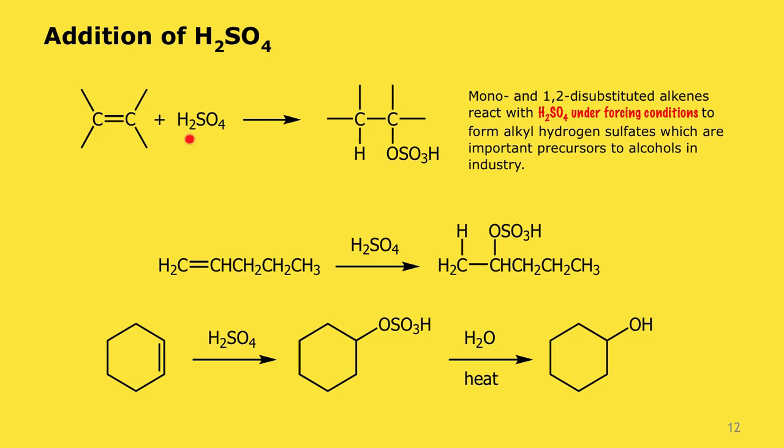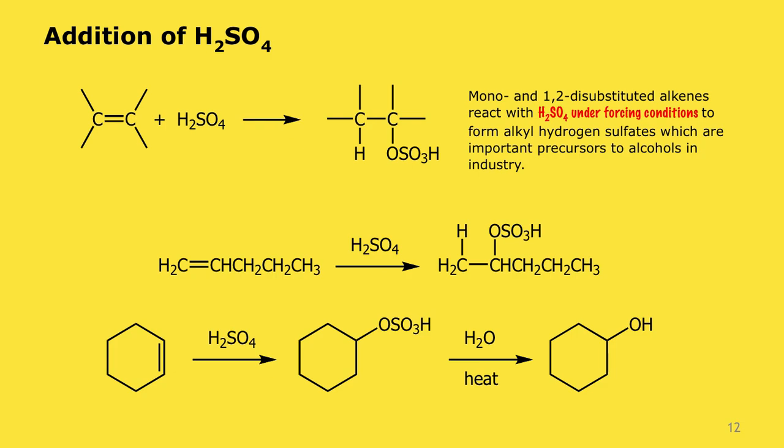And in the absence of water, sulfuric acid will actually do an electrophilic addition reaction so that you form hydrogen sulfates. These compounds are generically known as hydrogen sulfates. Like water, the reaction follows Markovnikov regiochemistry. Hydrogen will add to the carbon with the most hydrogens, if you look at this first example, and the hydrogen sulfate group will add to the more substituted carbon.